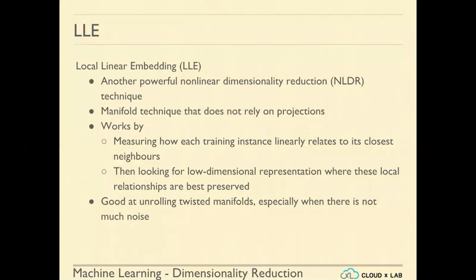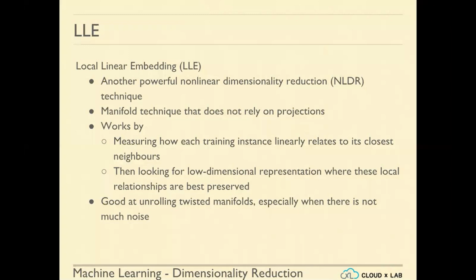Manifold learning does not rely on projections. It works by measuring how each training instance linearly relates to the nearby ones, and then looking for a low dimensional representation where these local relationships are preserved. It's good at unrolling twisted manifolds, especially when there is not much noise.